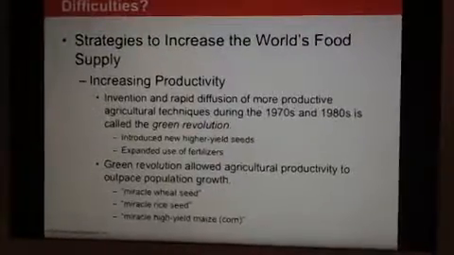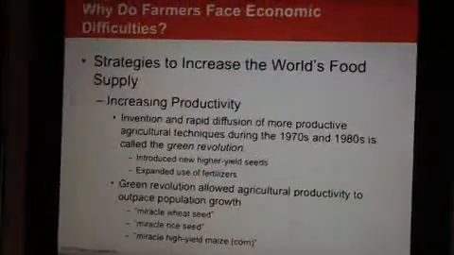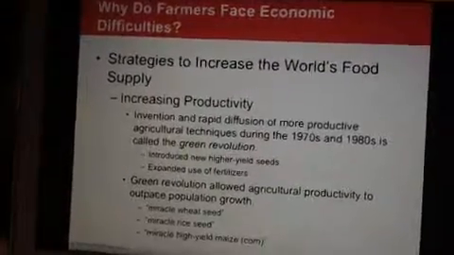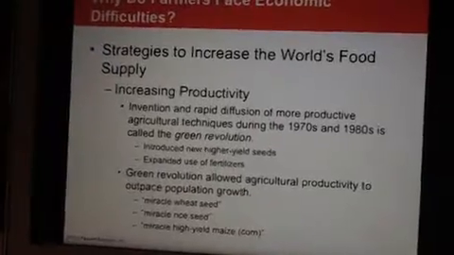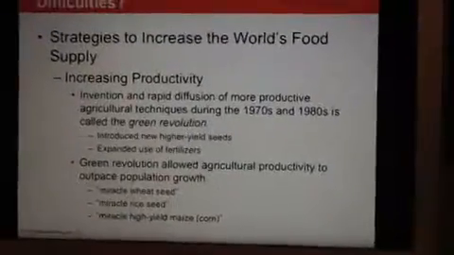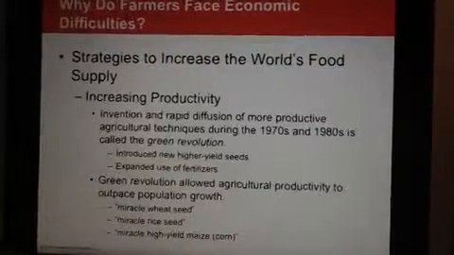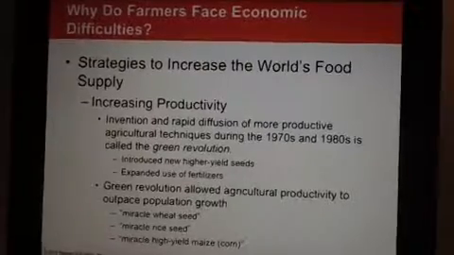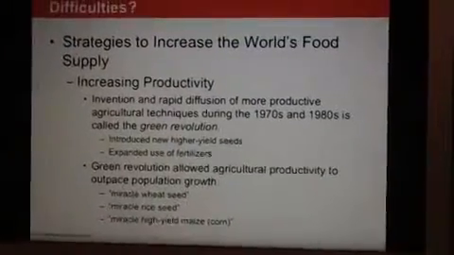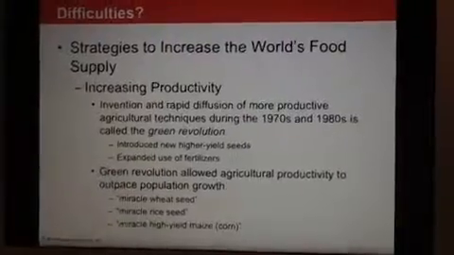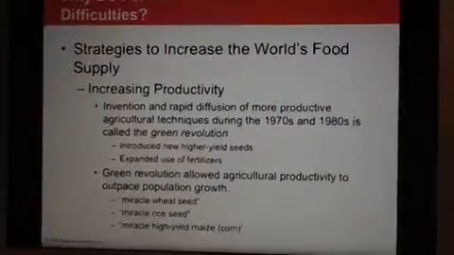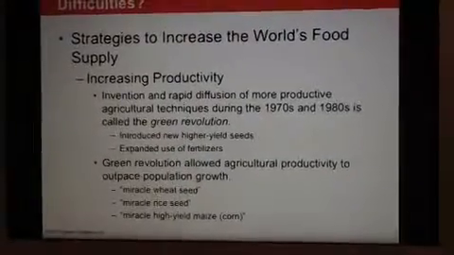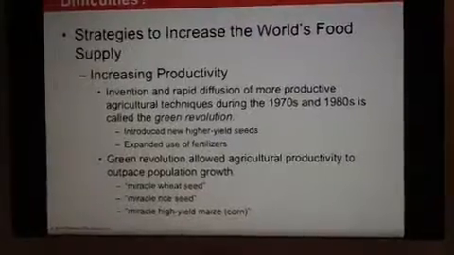So the next thing that we can do to increase the world's food supply is to increase productivity. There's been invention and rapid diffusion of more productive agricultural techniques during the 1970s and 80s, called the Green Revolution. This is what we started talking about on Friday, and we're going to finish our game tomorrow. So this has introduced new higher yield seeds and the expanded use of fertilizers. These seeds create plants that grow more, and they allow agricultural productivity to outpace population growth. So we have miracle wheat, rice, and corn.